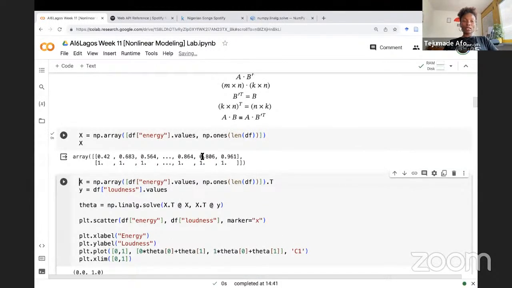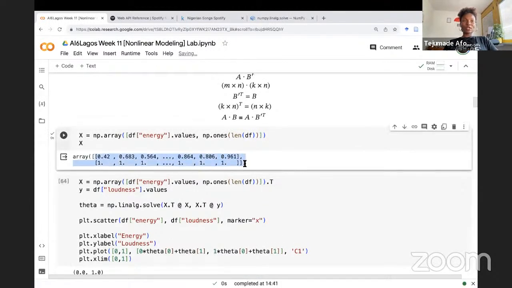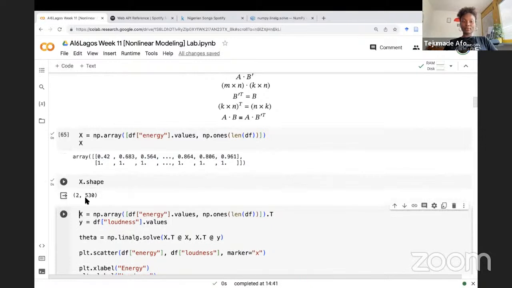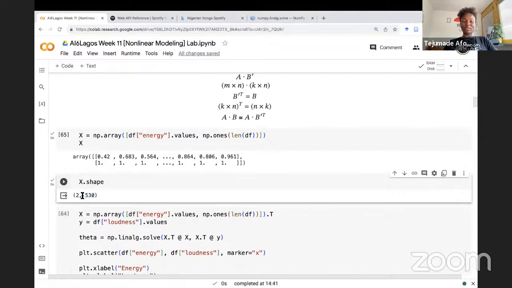When you show the output, you get something like this. If you look at the shape of this array, what do you get? 2 by 530. So it's like you have two features, and 530 is the number of samples in your data set. So now you have all of the samples on the column, like your column is 530 and your rows are 2.